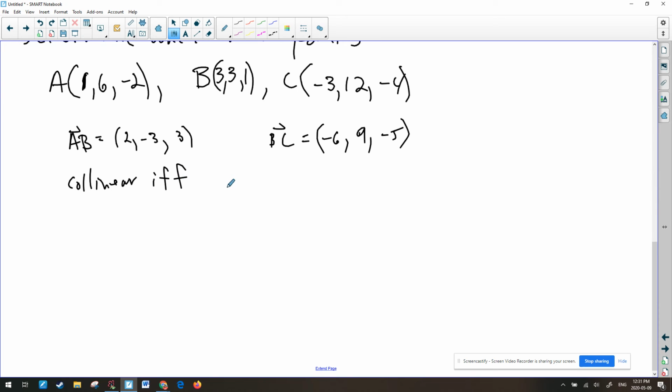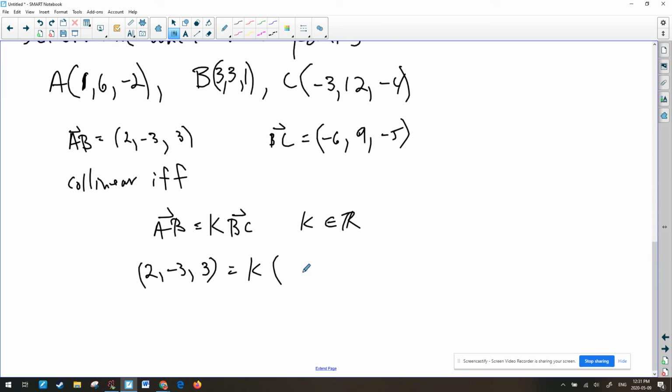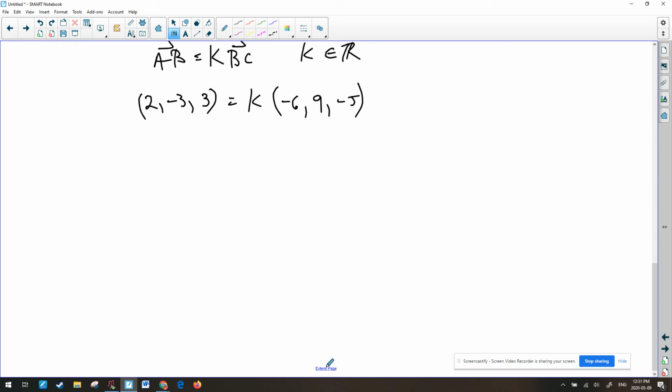So what we want to demonstrate is that it's collinear if and only if AB can be written as some scalar multiple of vector BC, where k is a member of the reals. So I want to show that 2, negative 3, 3 is equal to some k multiple of negative 6, 9, and negative 5.